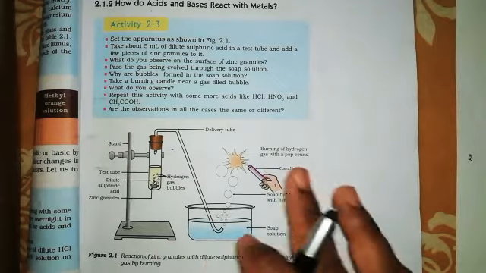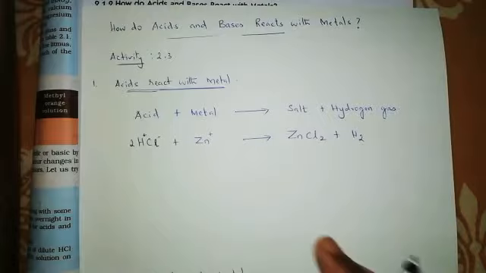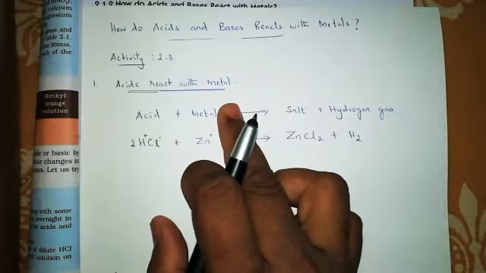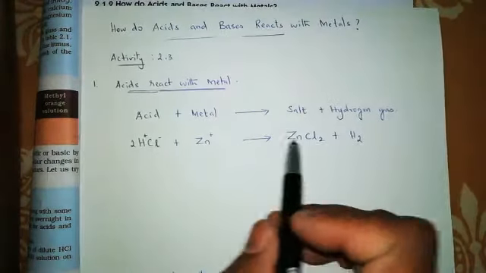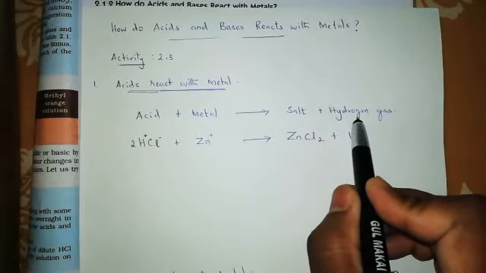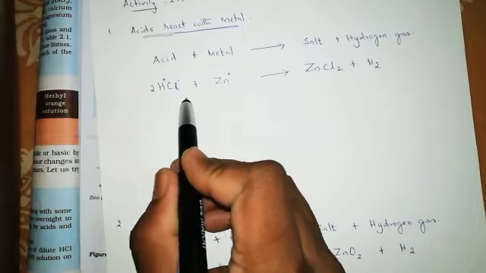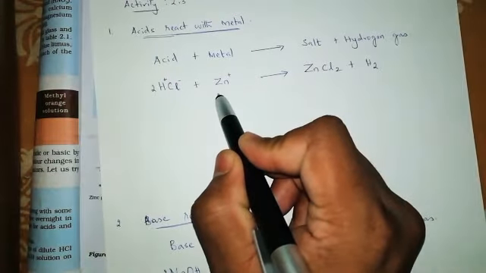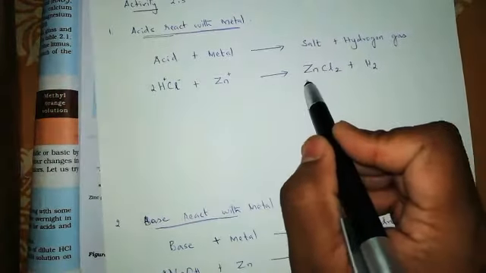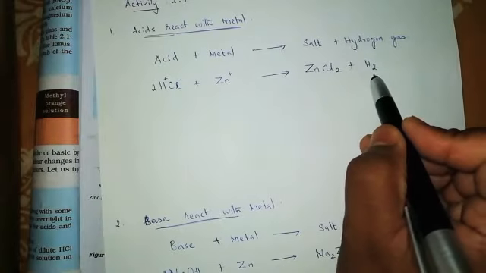Okay, this is the activity. So what we learn from it is that acids, when they react with metals, give salt with hydrogen gas. Take an example. I have written one example equation here. Hydrochloric acid, and we put some zinc metal inside it. We get zinc chloride and hydrogen gas.